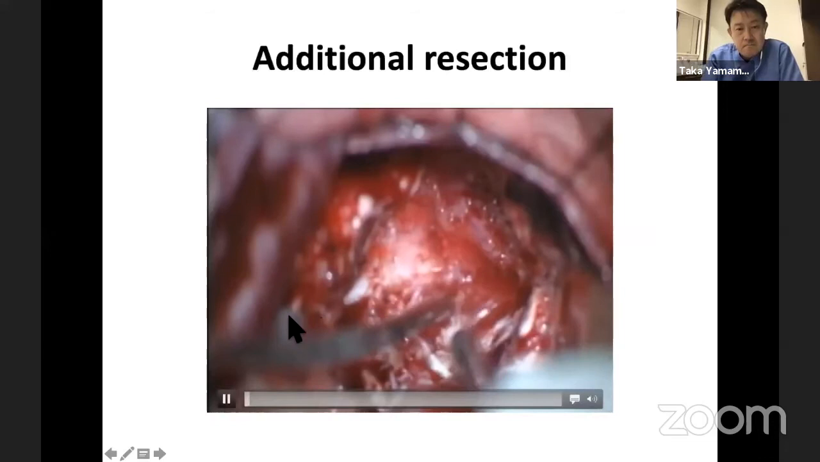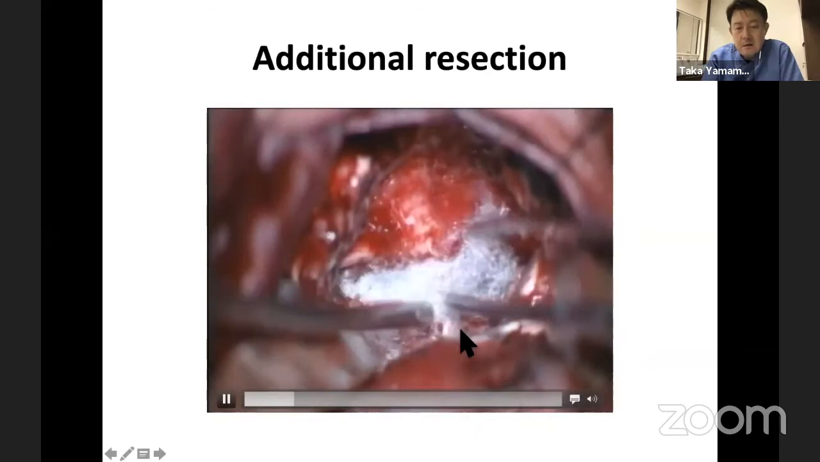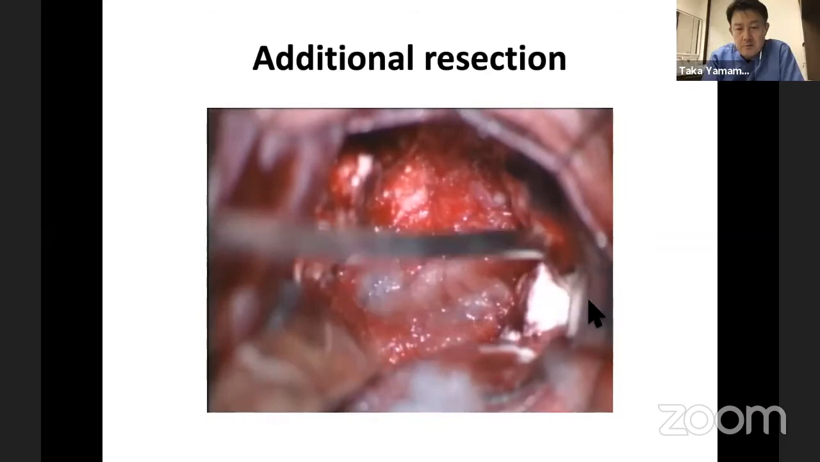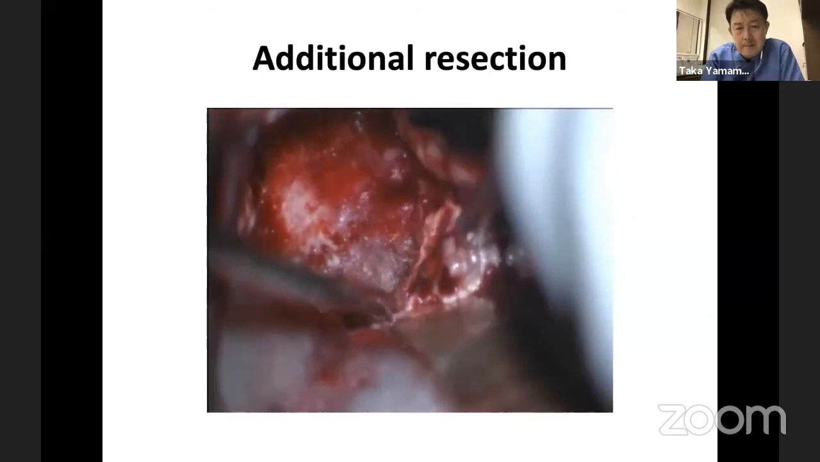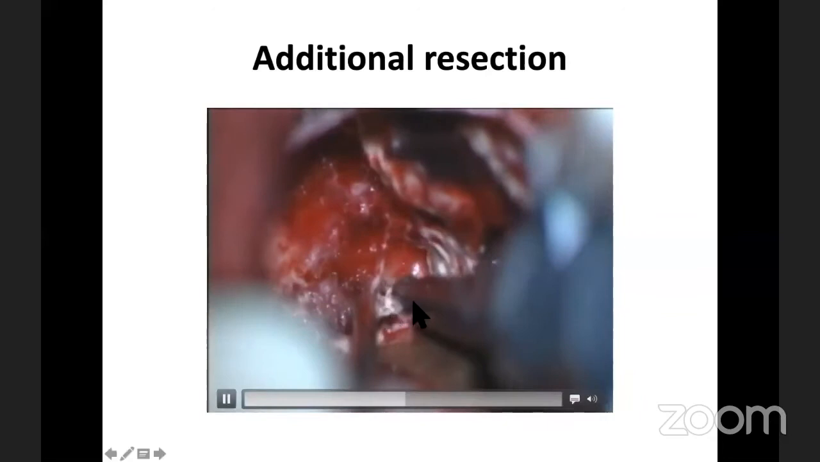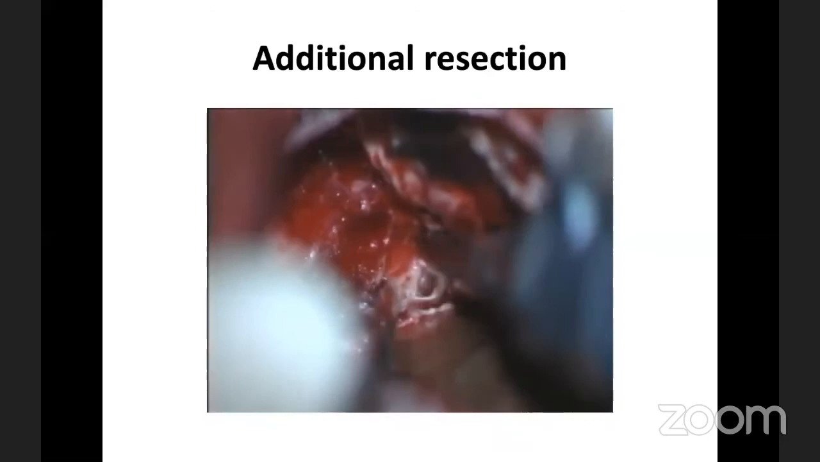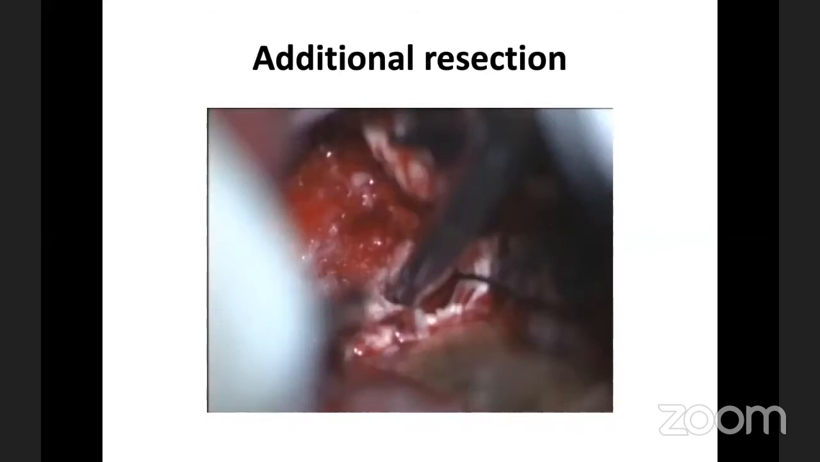So, additional resection. Clean up these structures and put in a surgical saw. This is important, and retract the brain, and then we can find the residual hippocampus. We resected 5 to 10 millimeters of the hippocampus. Then go deeper, and this is a part of the hippocampal gyrus. So this is almost done.